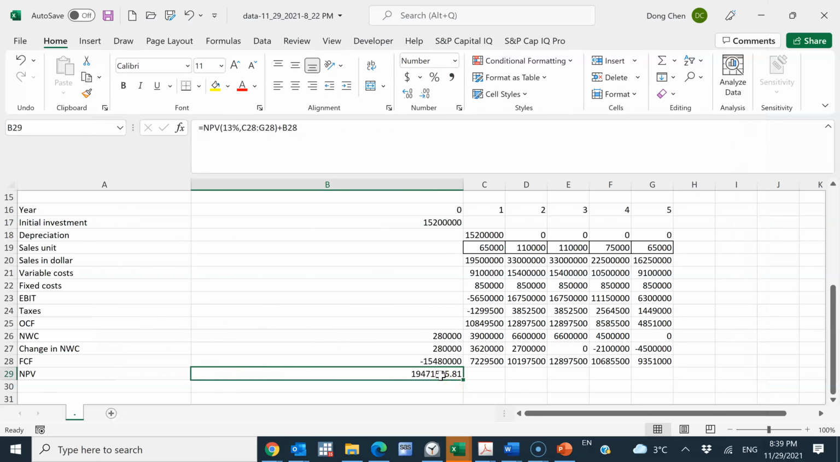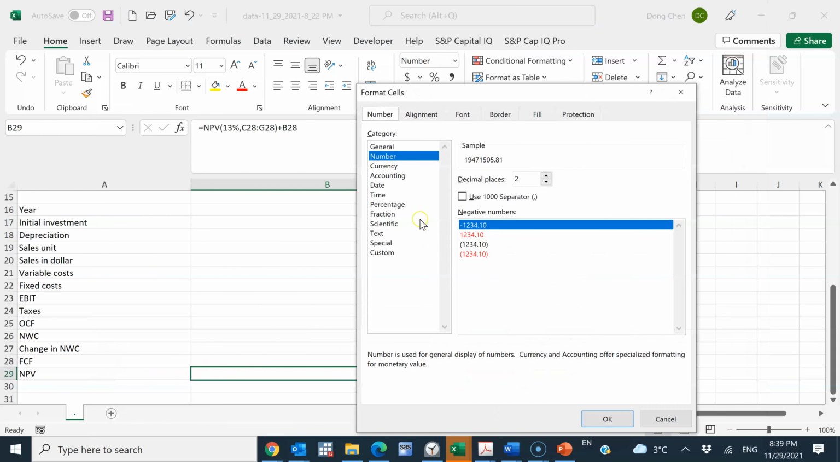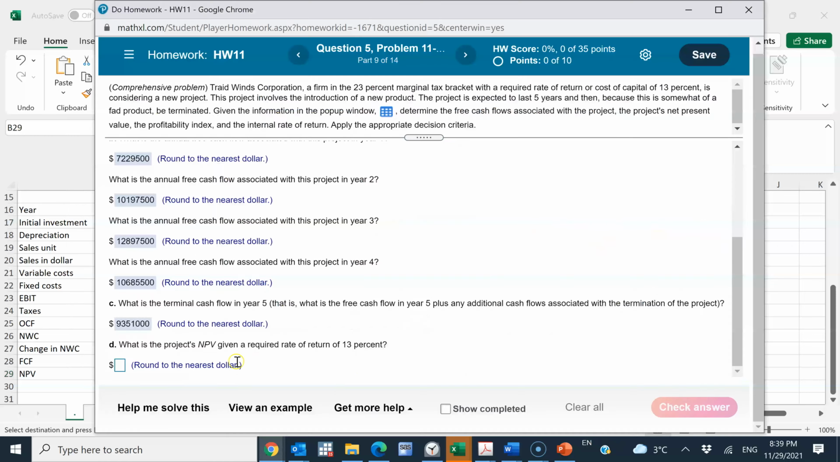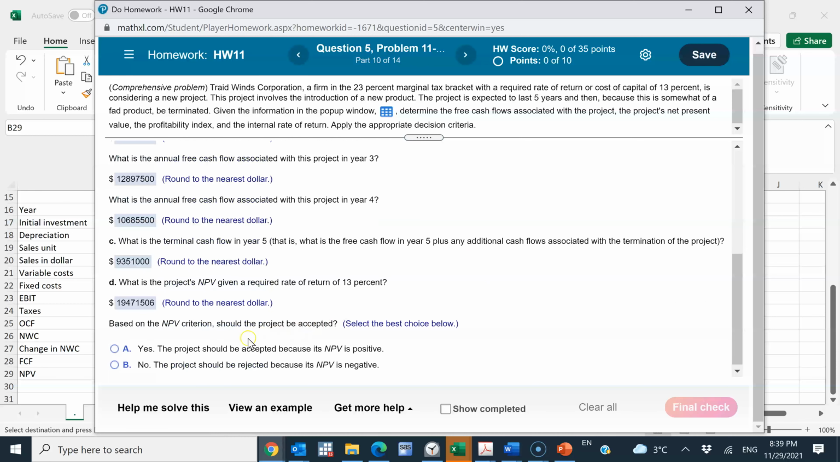So I need to follow that. Rather than keeping 2 decimal places, I should just keep 0 decimal places. And then just copy this number back. This is my NPV. And yes, because NPV is positive, we should accept this project.